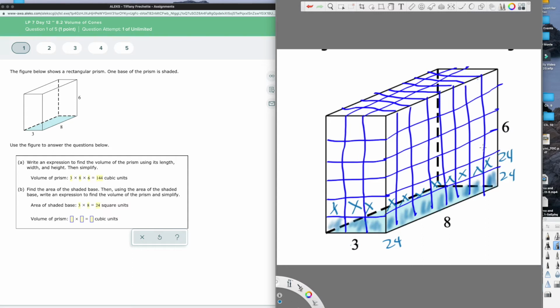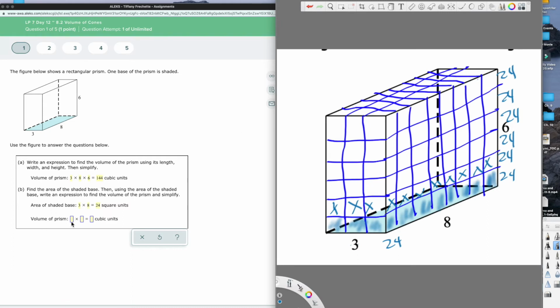The third layer is another 24 cubes. The fourth layer is another 24, and another 24, and another 24. So here's how it's repeated over and over again. It's 3 times 8, 3 times 8, 3 times 8. Each layer is another area.